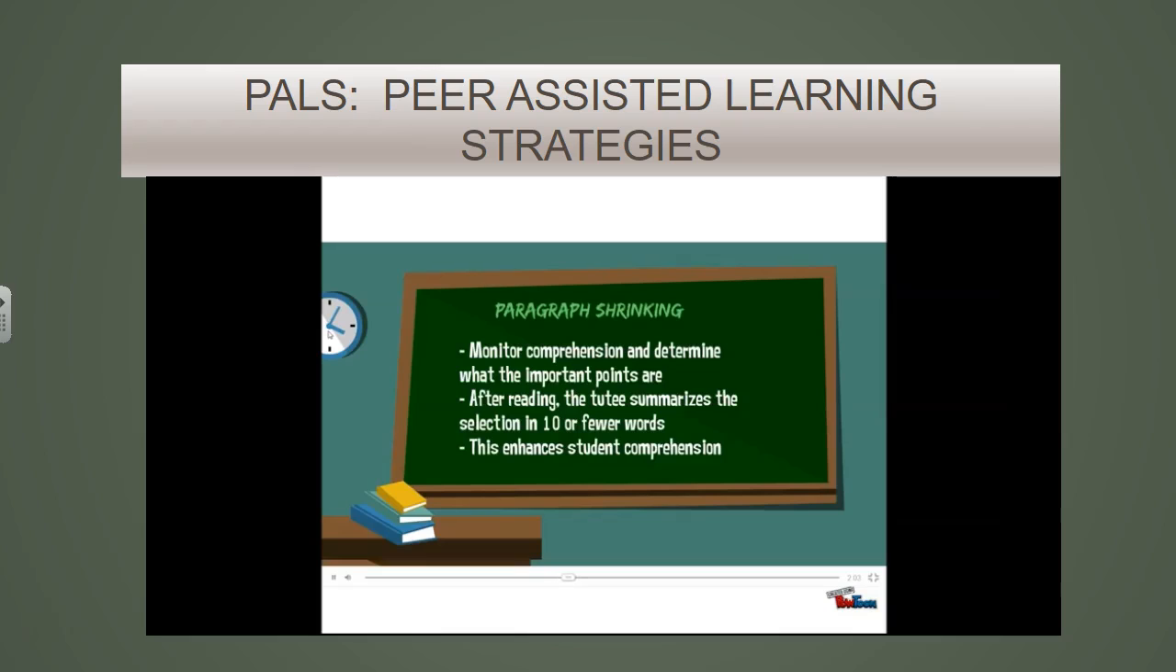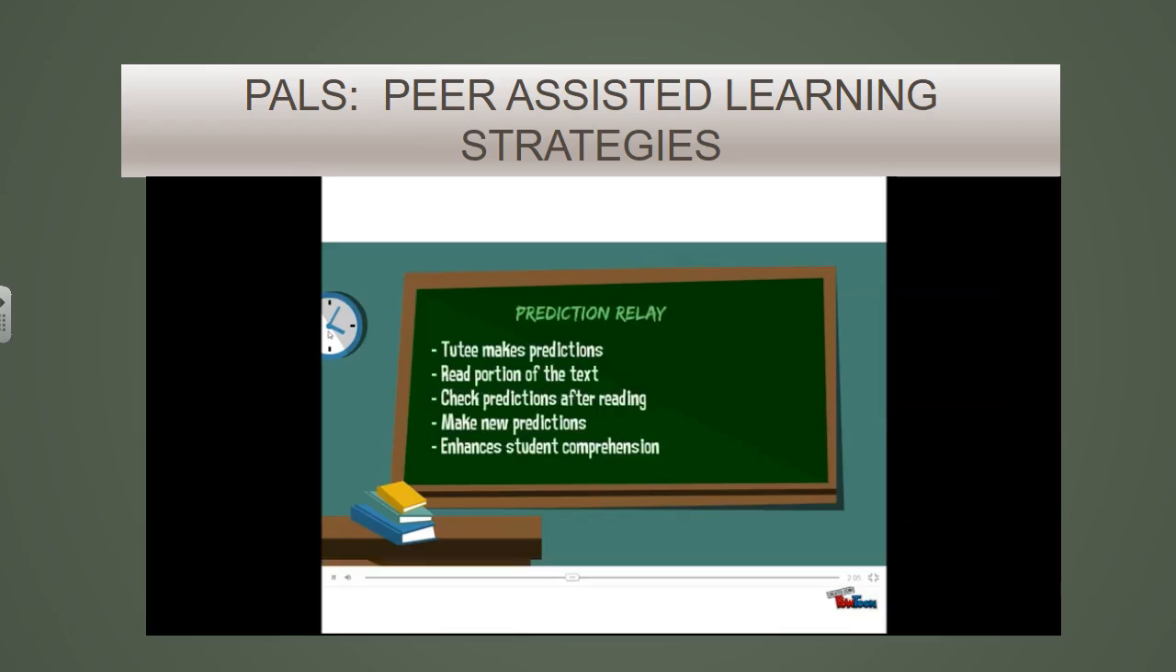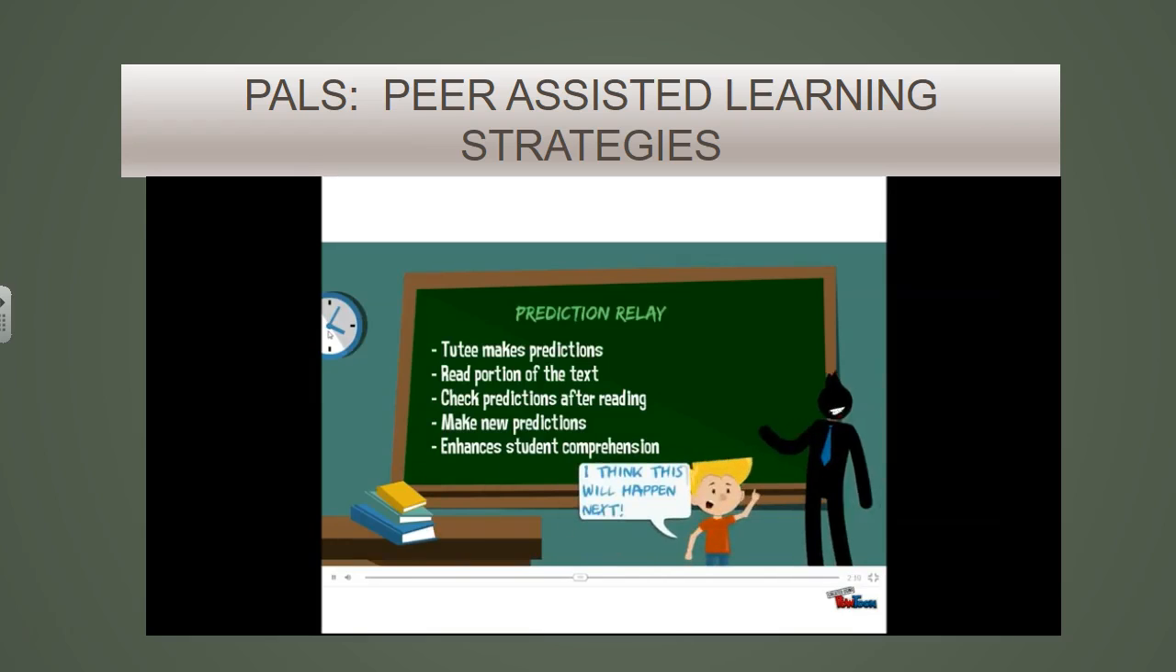By summarizing text in this form, it enhances student comprehension. Prediction relay involves the 2T making and checking predictions they have of the text.